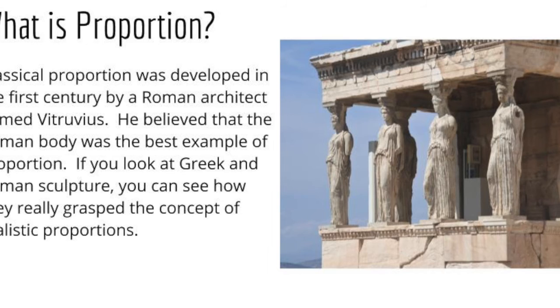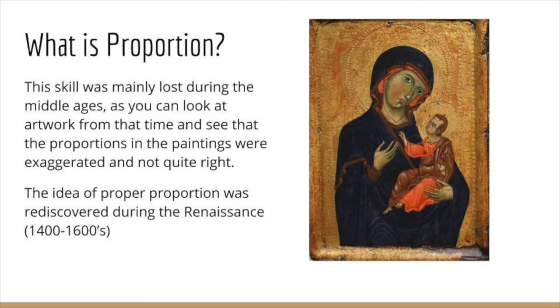This skill that was developed during the Roman Empire was mainly lost during the Middle Ages, as you can look at artwork from that time and see that the proportions in the paintings were exaggerated and not quite always right. The idea of proper proportion was rediscovered during the Renaissance, which is the 14 to 1600s.